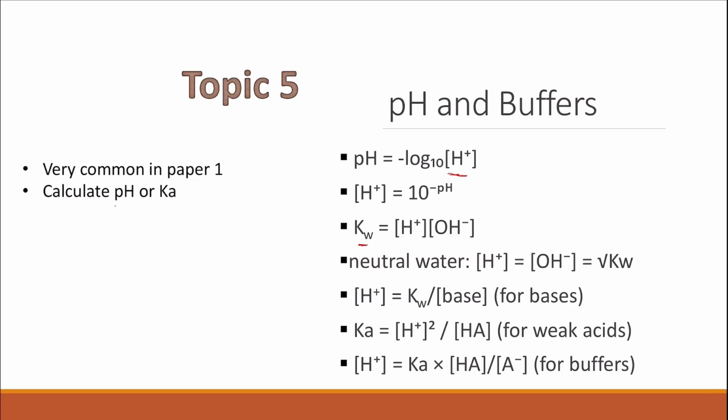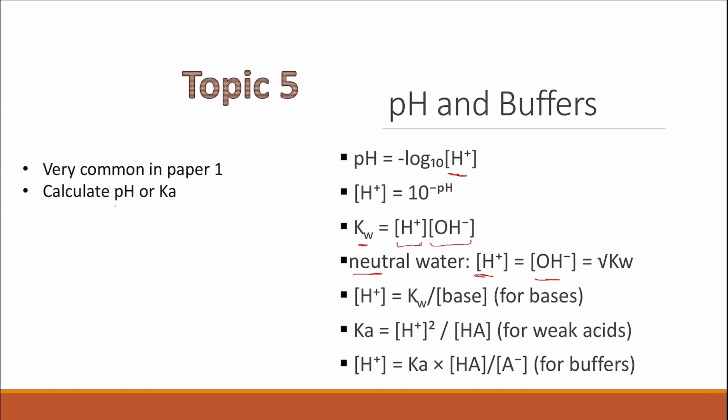And then for bases, the hydrogen ion concentration will equal the ionic product for water divided by the concentration of the base. So we're basically using the same equation here, but the hydroxide ion concentration here is going to be the concentration of the base.